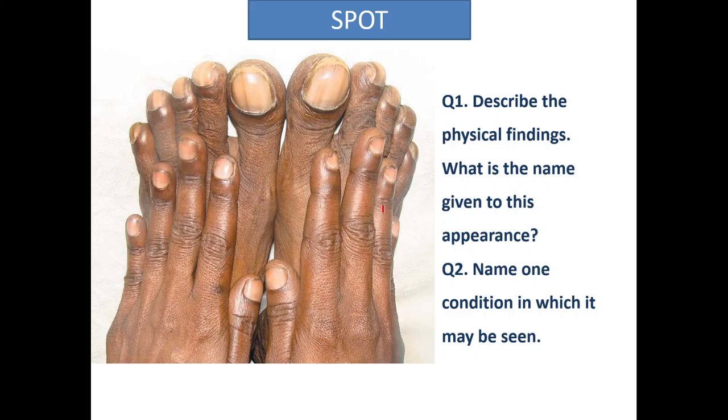Describe the physical findings. What is the name given to the appearance? Name one condition in which it may be seen. Clubbing. What is differential clubbing? I hope you know differential clubbing. Study that. Name few conditions which are associated with this.